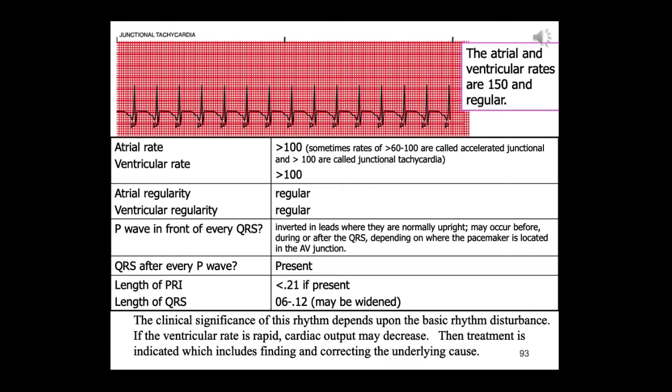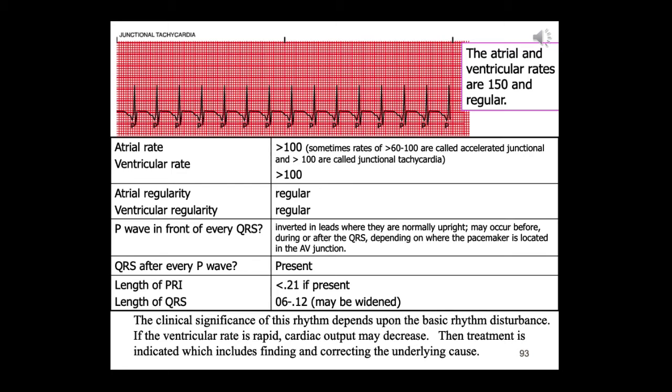As previously mentioned, junctional tachycardia is a junctional rhythm with a rate greater than 100. In this EKG strip, you are seeing atrial and ventricular rates at 150, and it is regular. Note the inverted P waves in front of each QRS complex. The rhythm is regular. There's a P wave in front of every QRS complex, although inverted.